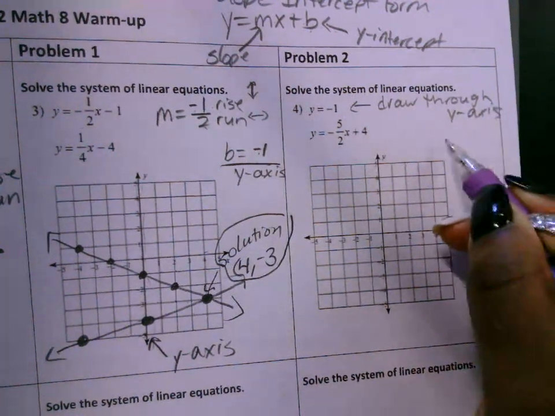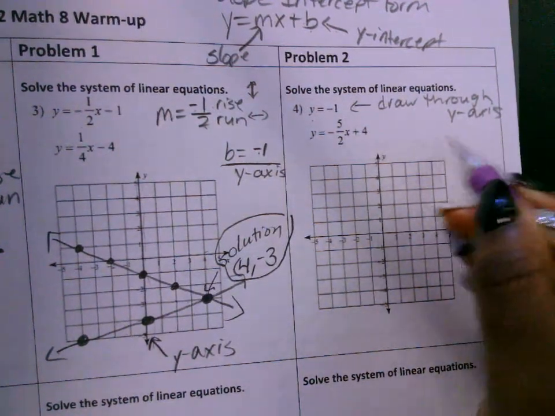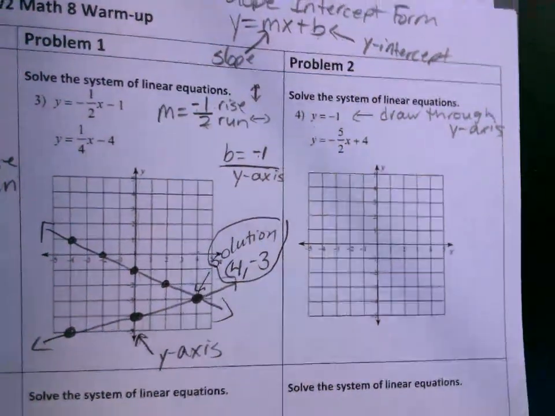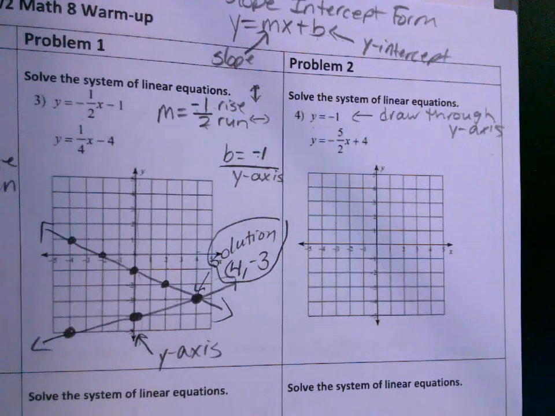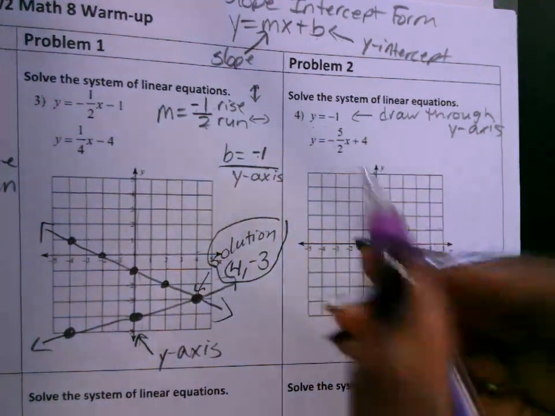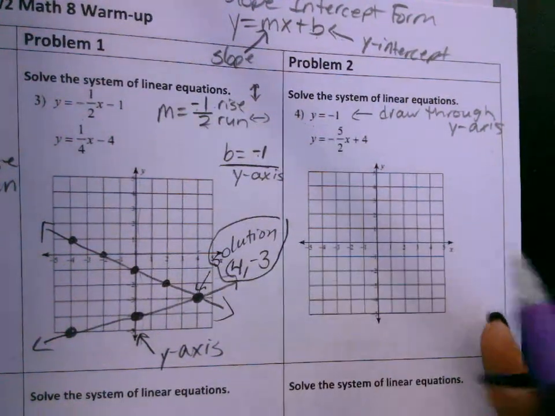So it's going to be a line that goes through the y-axis. It's going to have 0 slope. Okay, let's draw that line first. See if you can get that right before I go over it, okay? All right, look. Draw a line through -1 on the y-axis.